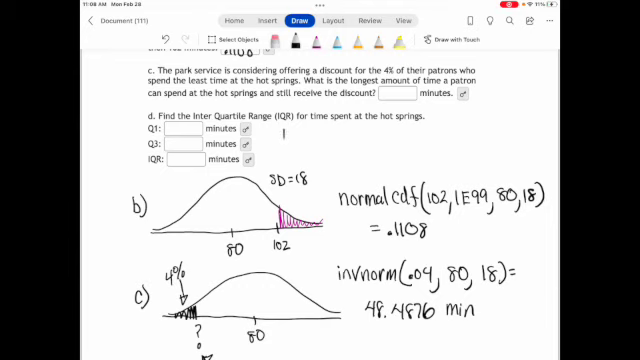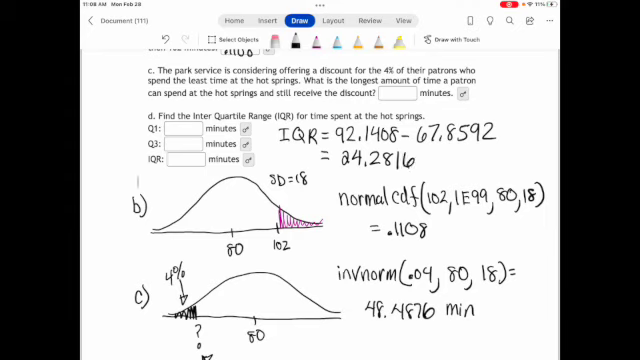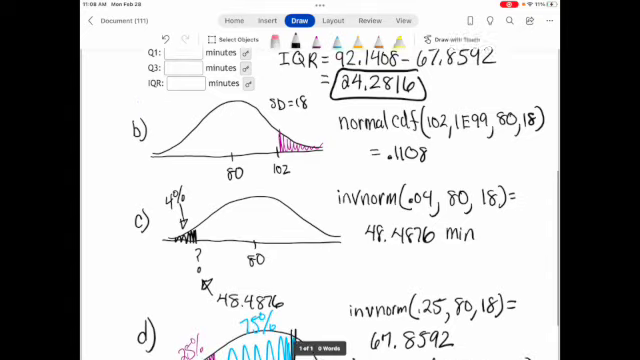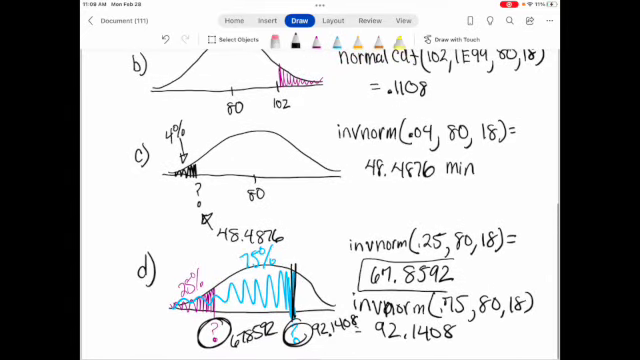So to find the interquartile range then, I need to take the 2 and subtract them. So I'm going to take 92.1408 and I'm going to subtract 67.8592. And when I do that, I'm going to get 24.2816. So this is our interquartile range. And then down here we have the 25th percentile, which is our Q1. And here is our 75th percentile, which is Q3.